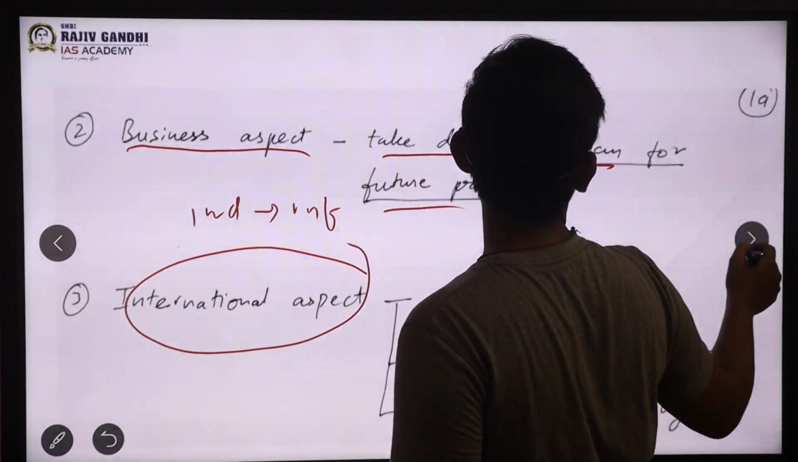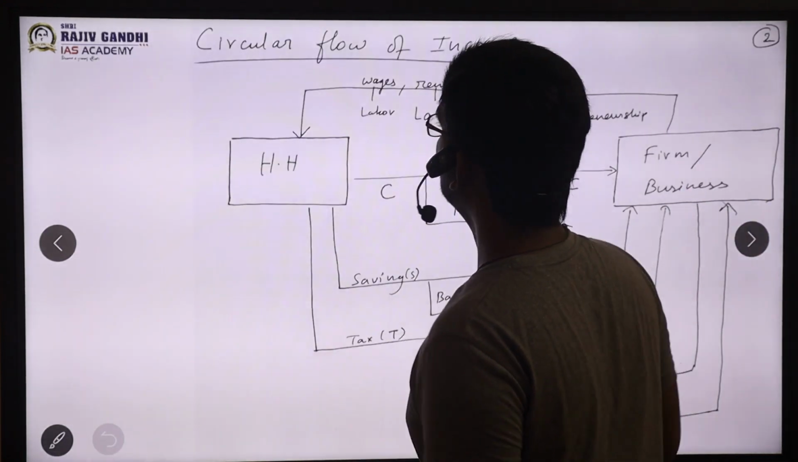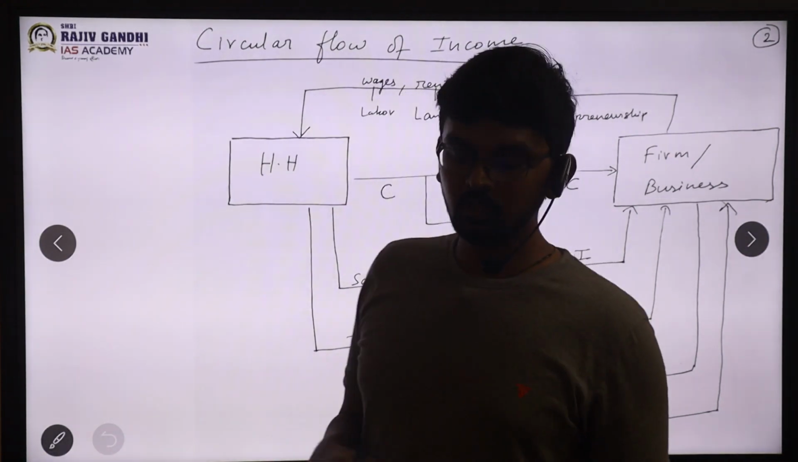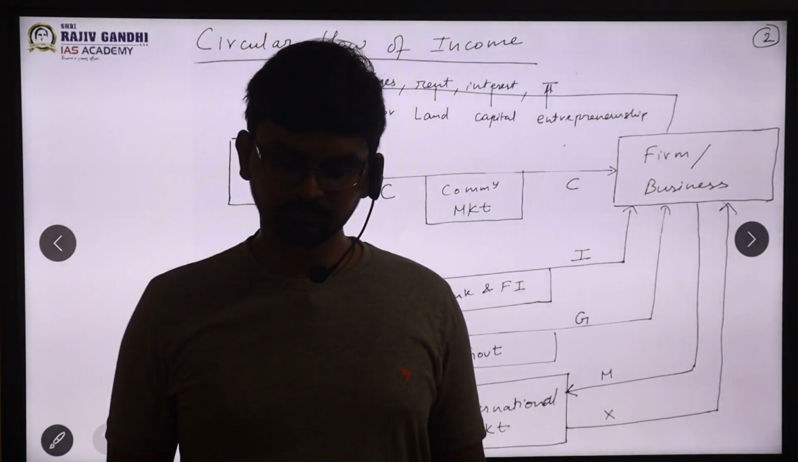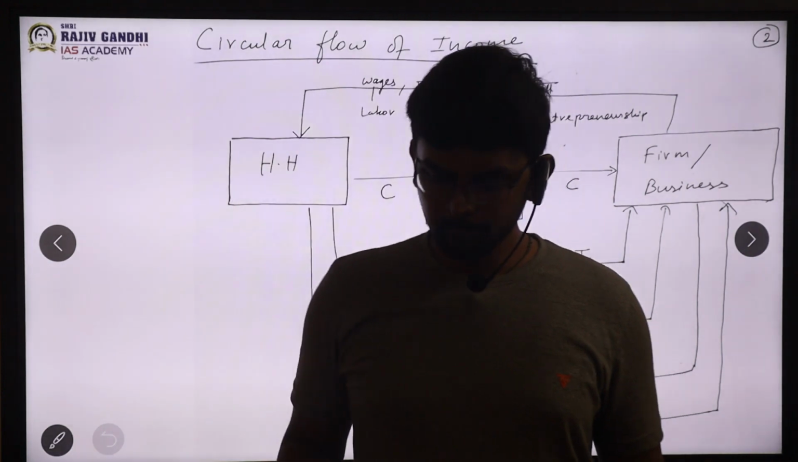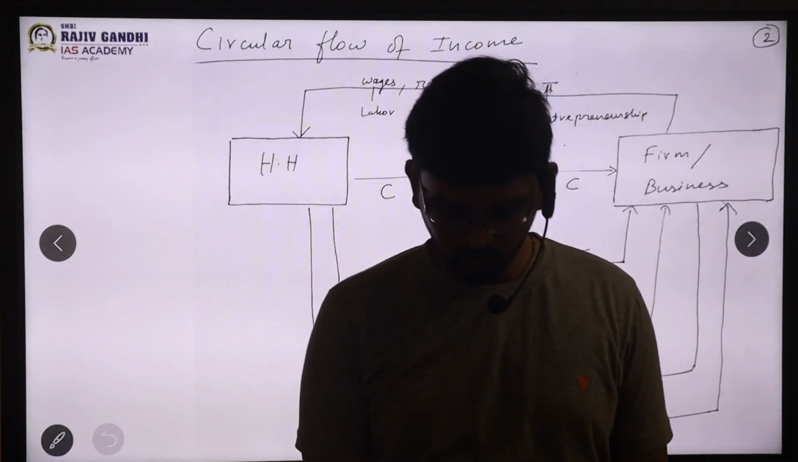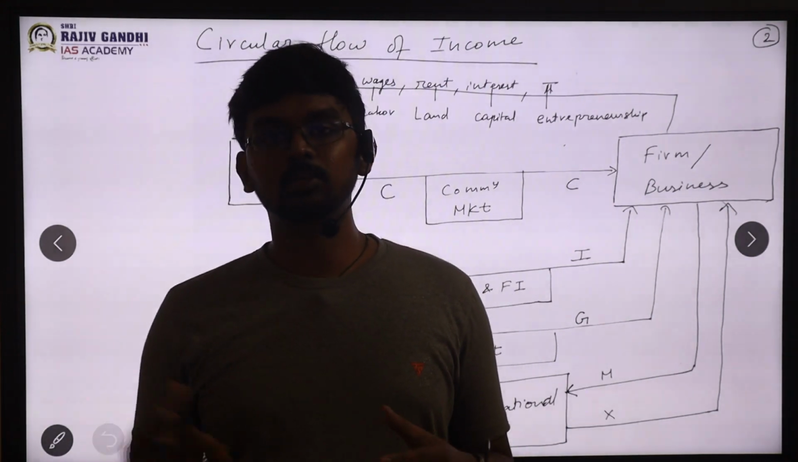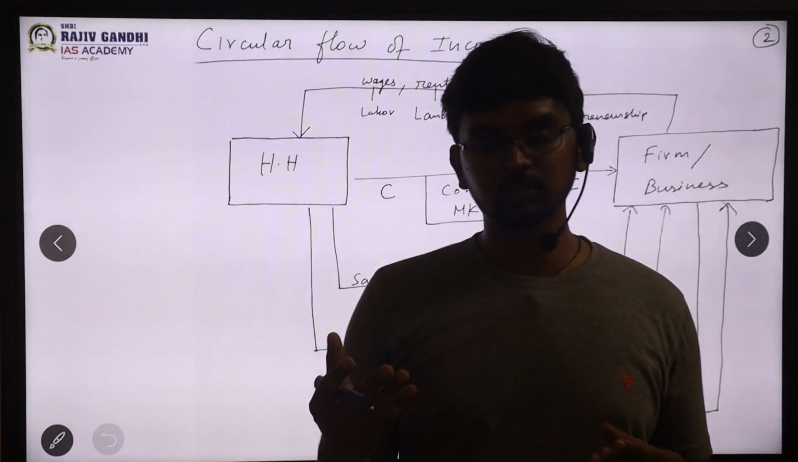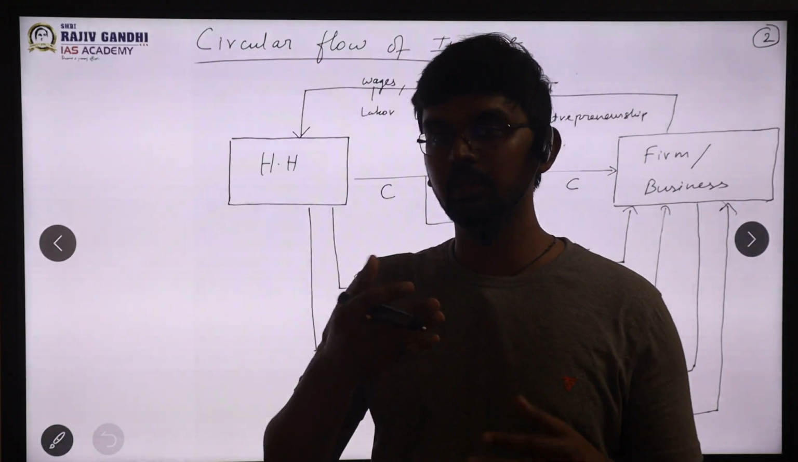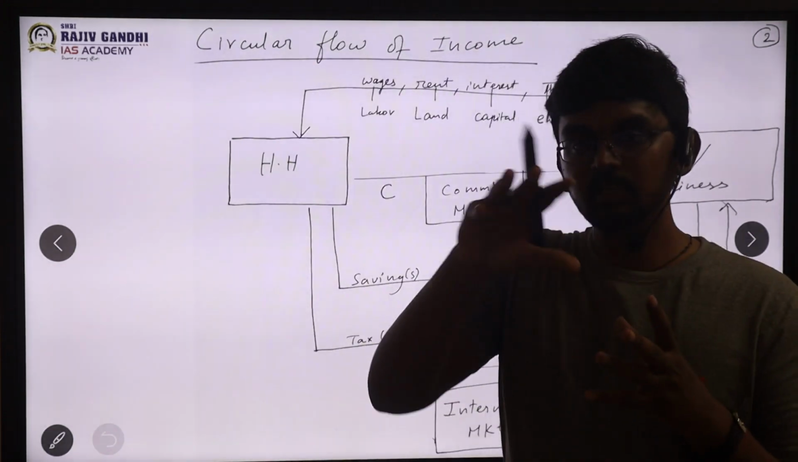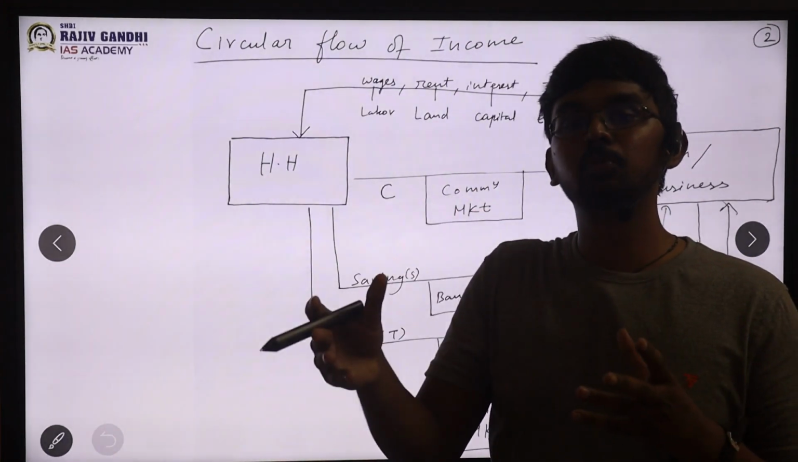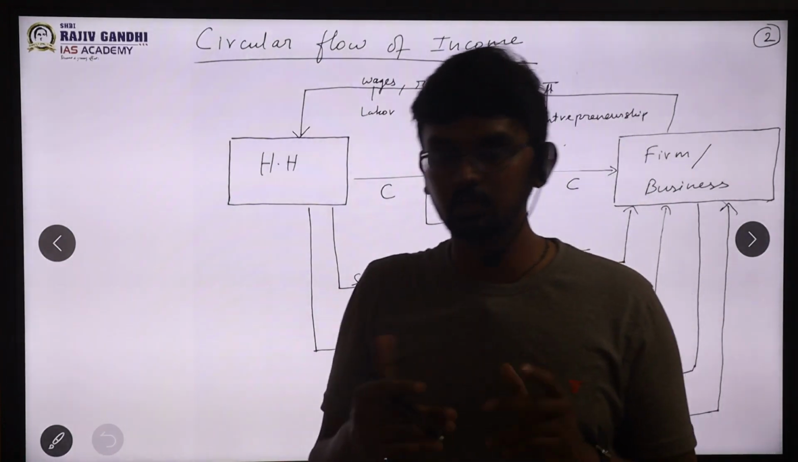So with that, we will be moving into the circular flow of income, sir. Now that we have explained what national income accounting is, we will be moving into how that income is coming, what entity is contributing to what. So that is what we are going to look at.